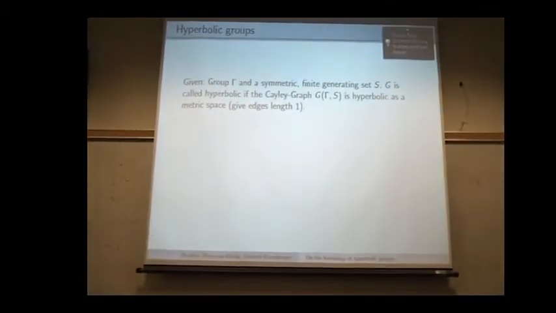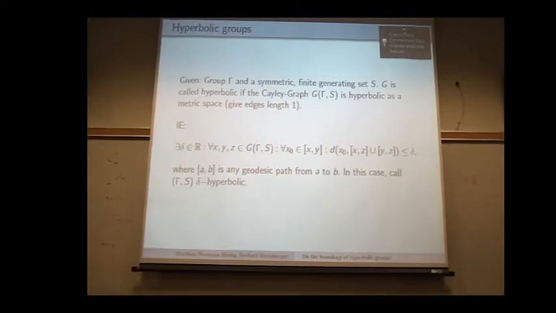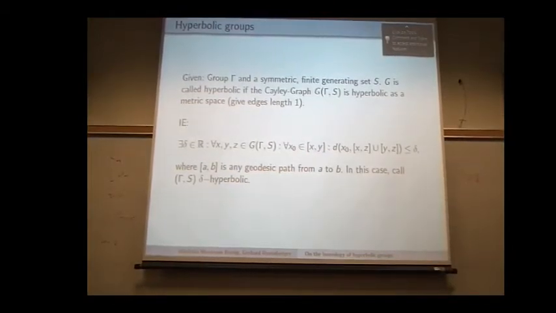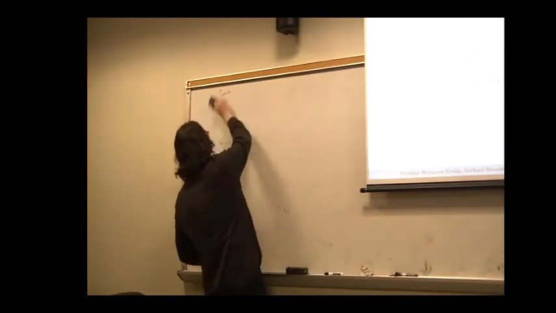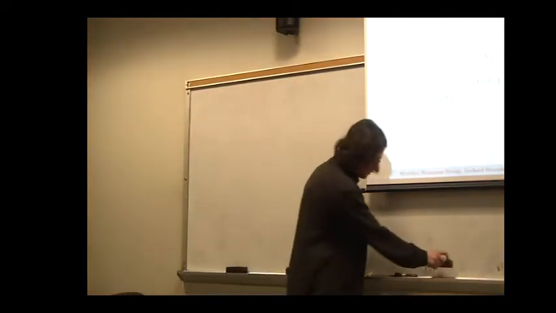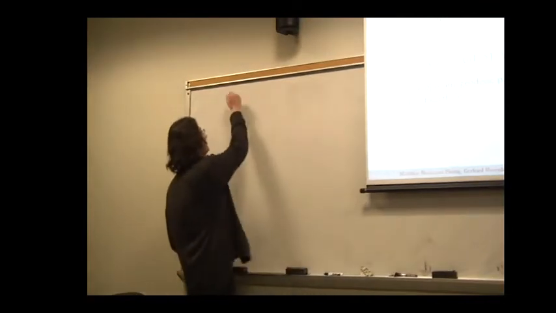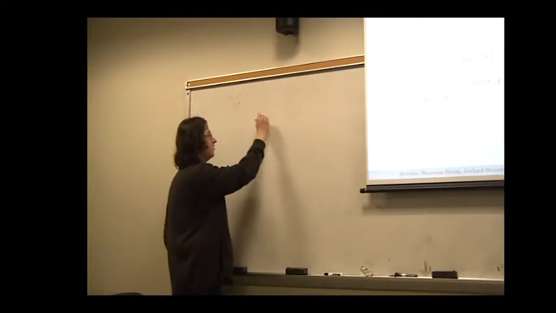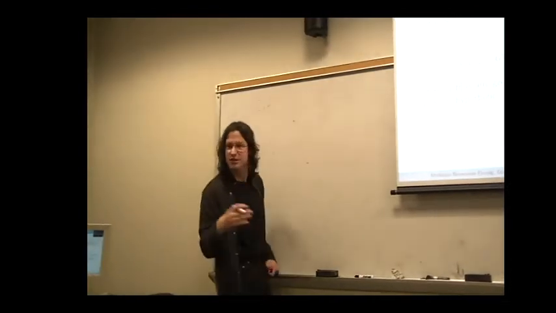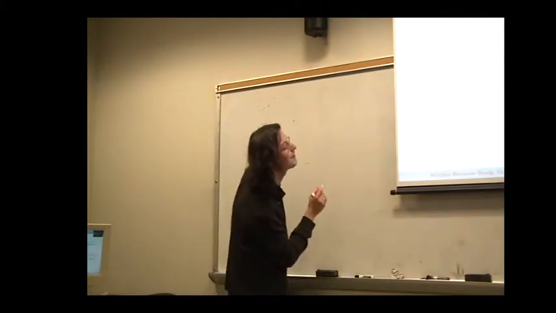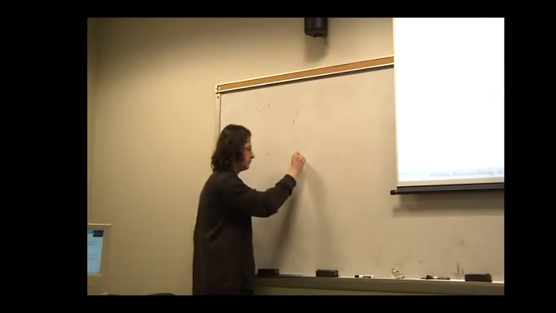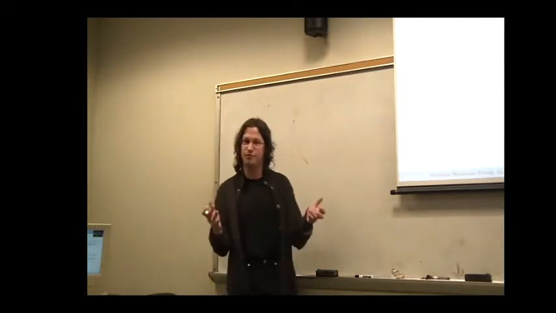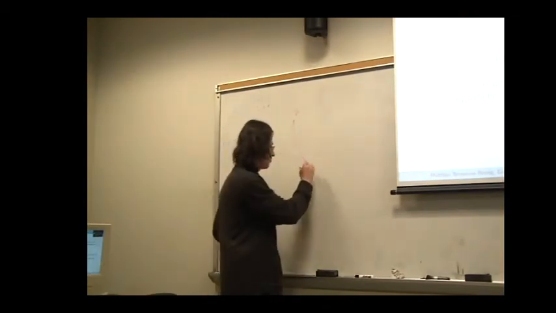But I will need the notion of delta hyperbolic. So don't try to read this right now. I'm going to draw a picture, which is much easier. A group is hyperbolic if it is delta hyperbolic for some delta. And what does that mean? There exists a delta such that you give me any three elements of my group, which I consider as a metric space. I call them x, y, z, and any geodesic path from one to the other. There could be more than one, if you're not in a free group. This has to work for any one of these.